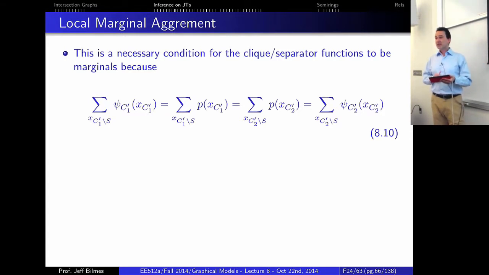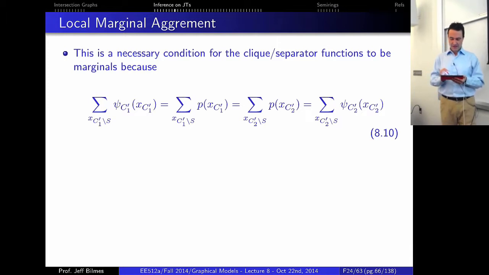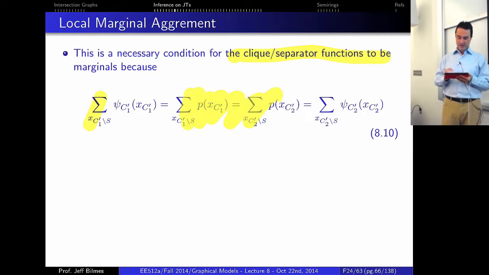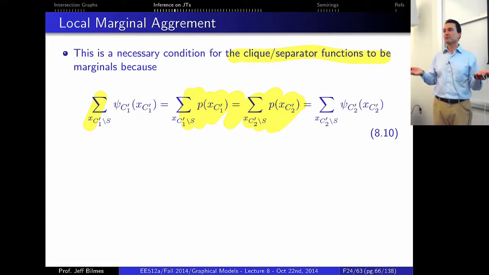So this is a necessary condition. Like I said, it's necessary, not sufficient, for the clique separator functions to be marginals, because if they were really marginals, we would definitely have this middle part, right? If they were really marginals, then marginals always agree on what they have in common, true marginals.